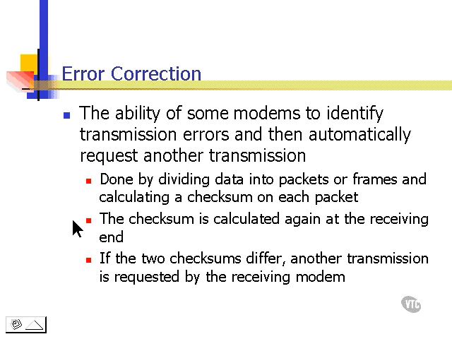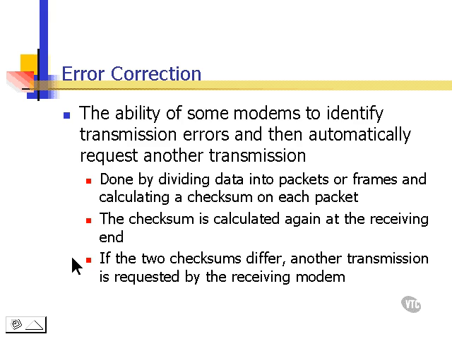At the other end, the other computer totals up the packet, and it should get exactly the same checksum as the checksum that is attached to the packet. Otherwise, the packet has been damaged or changed during transmission. So if the two checksums differ, then another transmission would be requested by the receiving modem. So error correction allows us to get more accurate transmission through a telephone line.